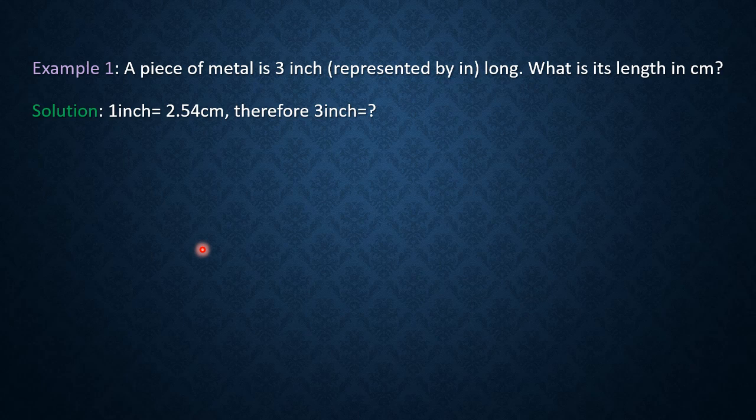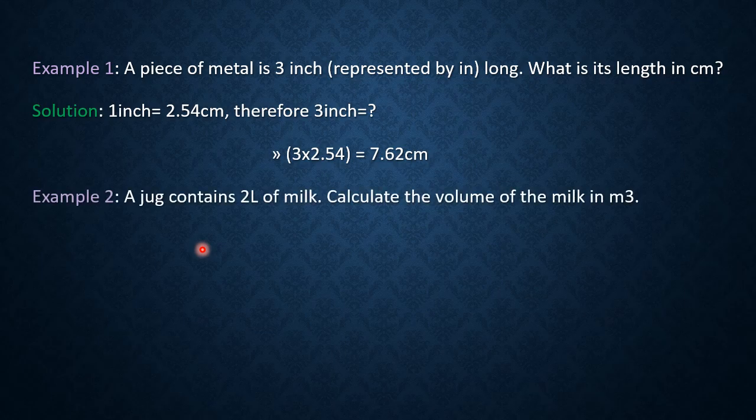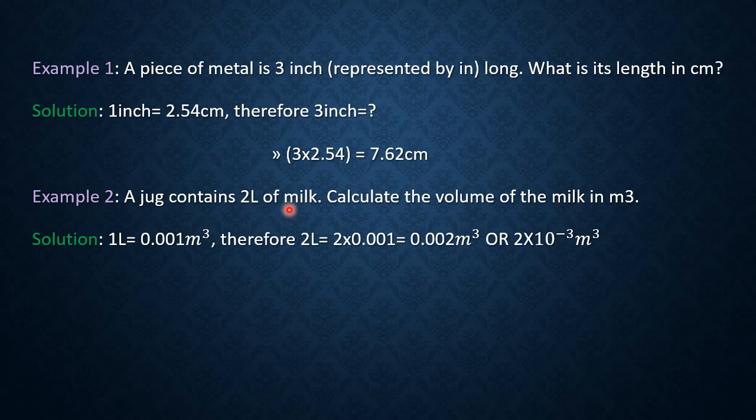In the same way, a jug contains 2 liters of milk. Calculate the volume of the milk in meter cube. So liter to the meter cube. What is the conversion factor? 1 liter equal to 0.001 meter cube. Therefore, 2 liter equal to 2 into this one. Answer is 0.002 meter cube, or in terms of scientific notation, 2 into 10 to the power minus 3 meter cube.